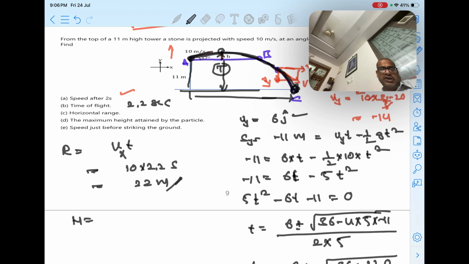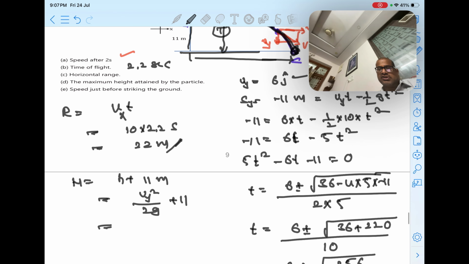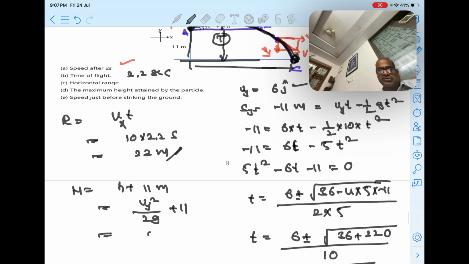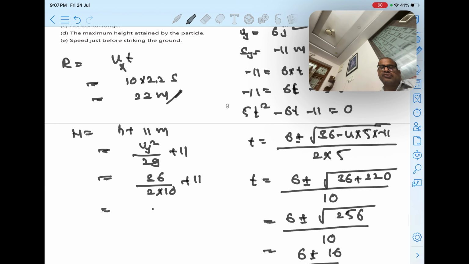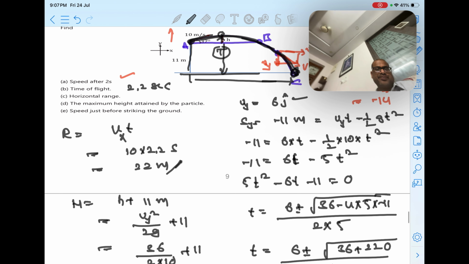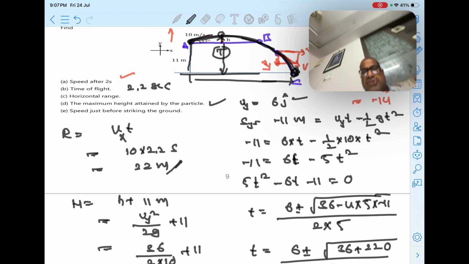And next I am going for maximum height. That value will be 11 meters above the ground plus h, which is u square by 2g. So uy square by 2g plus 11 meters. Uy we have just seen is 6. So 36 divided by 2 into 10 plus 11. That is 18 by 10, 1.8, plus 11, which is equal to 12.8 meters. So this is the maximum height attained by the particle.